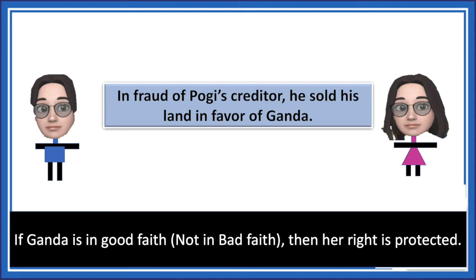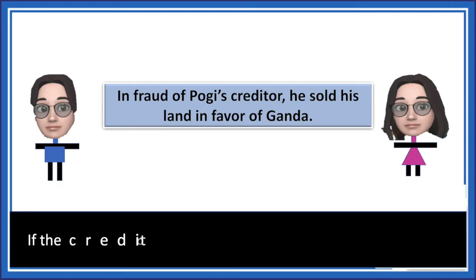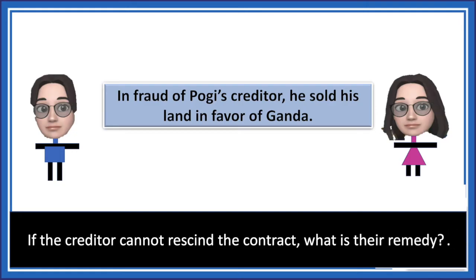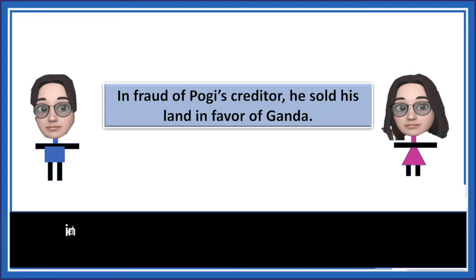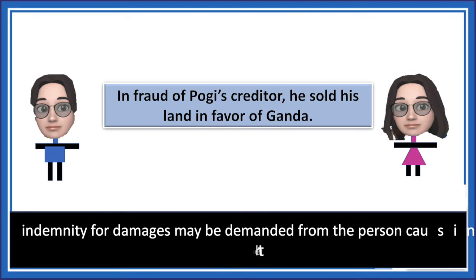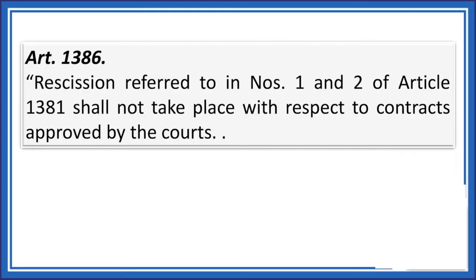Now, follow-up question. Since the creditors cannot rescind the contract, what is their remedy? Kasi hindi na nila ma-rescind if ever Ganda acted in good faith, di ba? So, yung third person who is now in legal possession of that property acted in good faith, hindi na ma-rescind. So, ano na ngayon ang remedy ng creditors? So, the third or the last paragraph provides that indemnity for damages may be demanded na lang daw. Sabi, di ba? Well, let's proceed with Article 1386.